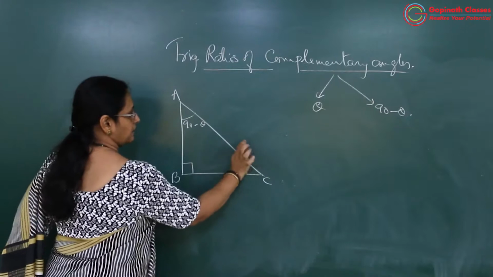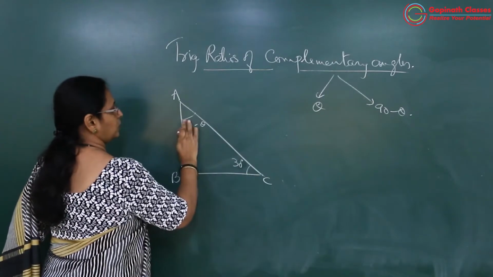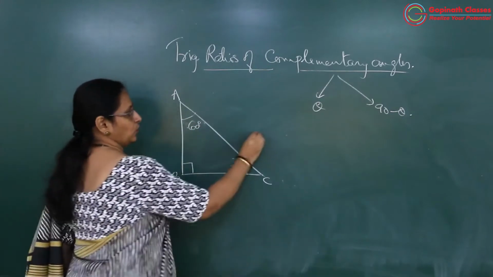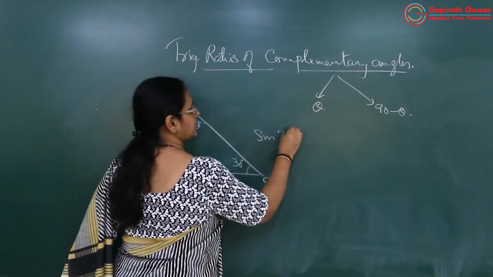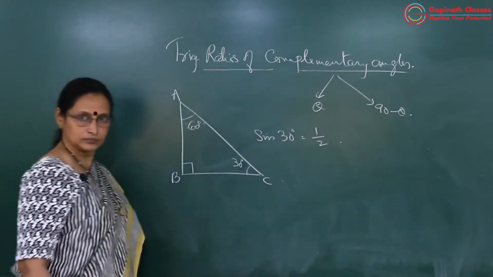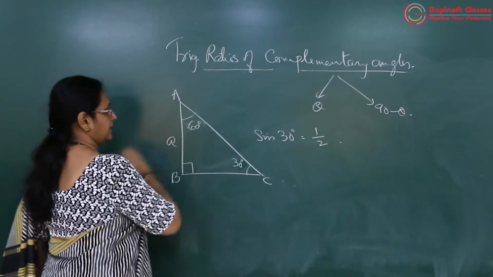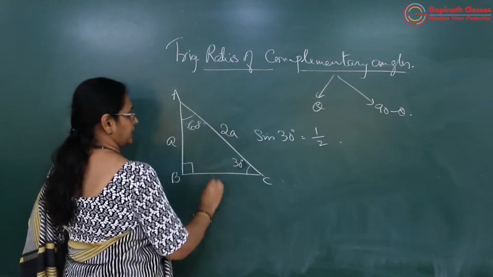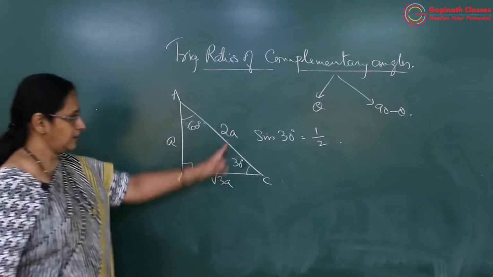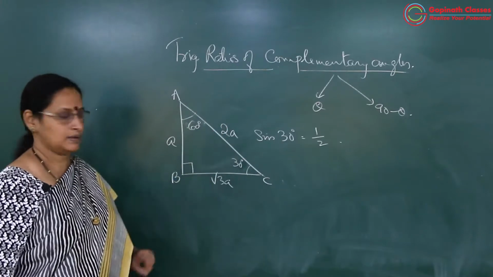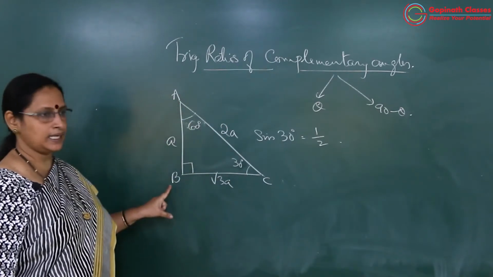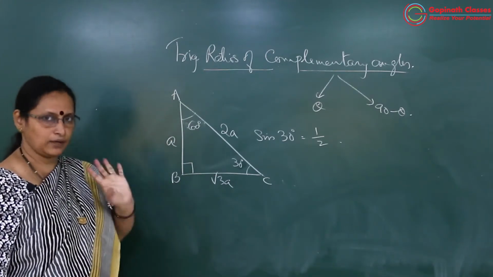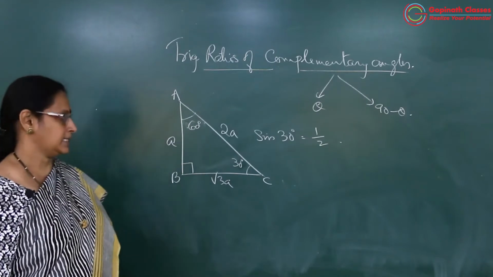Look at this, suppose this angle is 30 degrees. We know this angle is 90 minus 30, it will be 60 degrees. We all know that sine of 30 degrees is 1 by 2. This side is A, this will be 2A and this will be root 3 A. This is the ratio of the three sides: 30 is to 60 is to 90 will be 1 is to root 3 is to 2. That will be the ratio in every triangle with 30, 60, 90.